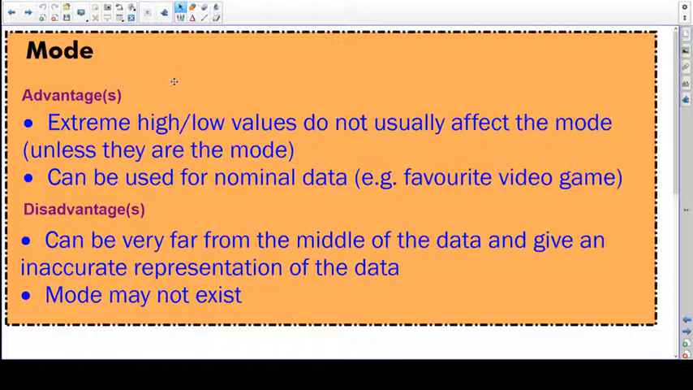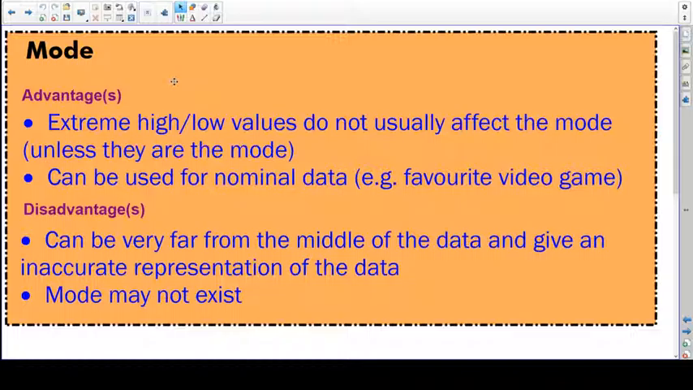What about the mode? Outliers have very little, if any, effect on the mode, except if the outlier is itself the mode. It can be used for nominal data. In other words, if I was to ask what your favorite video game is, that's not a numerical response. But because you're giving me an answer, we can use the mode to tally the winner. For that reason, if you're doing an election, the mode is the measure of central tendency that is used to represent the winner of the election, the person with the most votes.